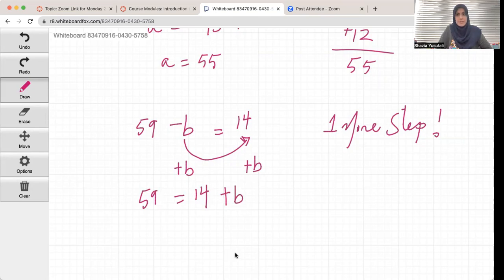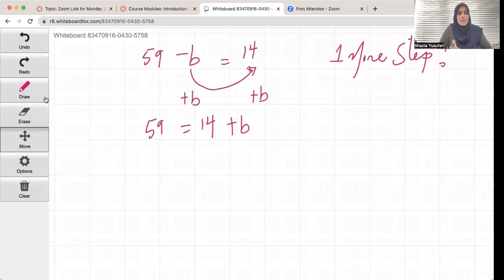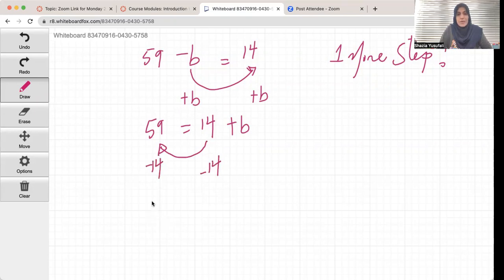Okay, something's making sense. Now we take the 14 and bring it on this side. So we have all the numbers on one side and all the variables on the other side. So now we take our 14 and we move him right here. If you're moving him, you're doing the opposite. Minus 14 here, minus 14 here. So now you will have 59 minus 14 equals b. Everybody's positive, everybody's happy, no negative emotions.